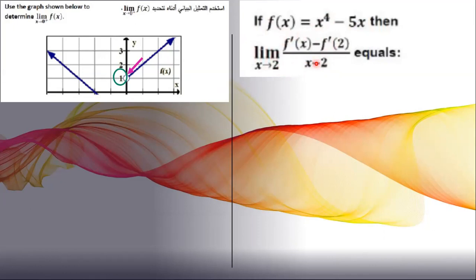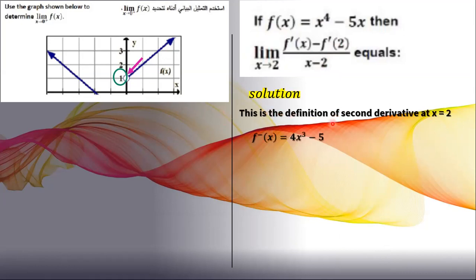This is the definition of derivative. But without prime, it's the first derivative. Without one prime, it's the definition of second derivative. This is the definition of second derivative at x equal to.